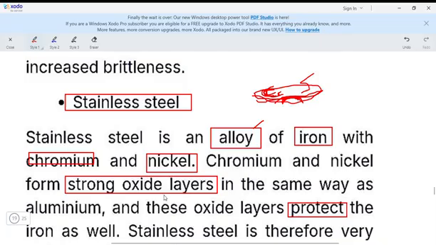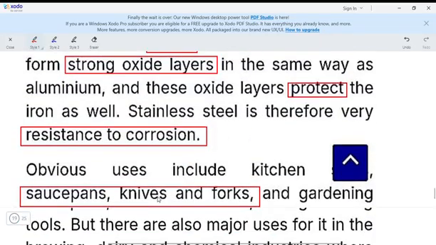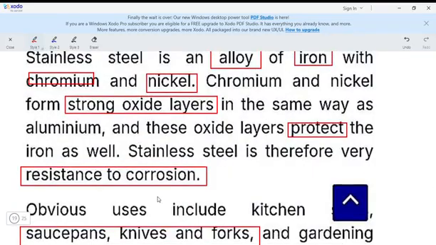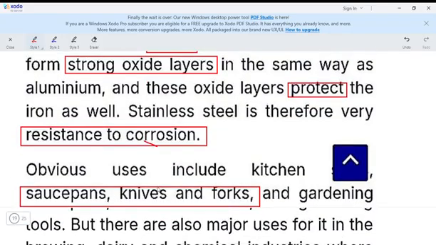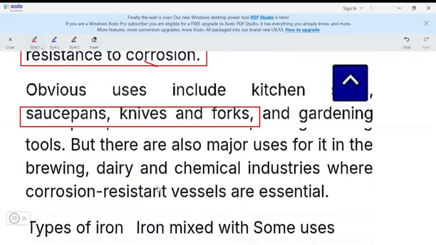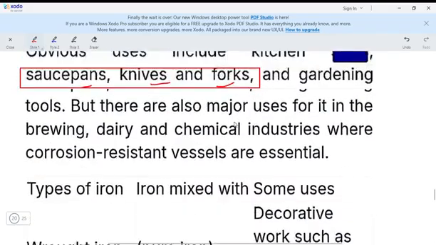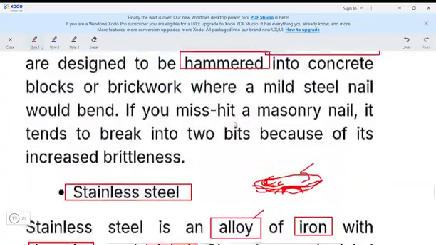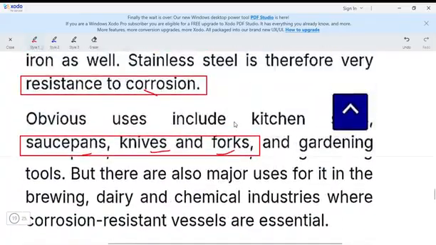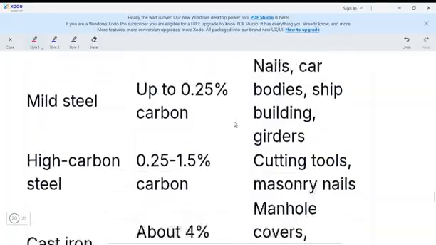So chromium and nickel make it form strong oxide layers, so they can protect. Stainless is protecting against corrosion. So stainless doesn't easily rust because of the chromium and the nickel that I've added to it to form your alloy. You can also use it for your kitchen saucepan, your knives, your fork. All these are for your stainless steel. So with this, we have looked at iron.